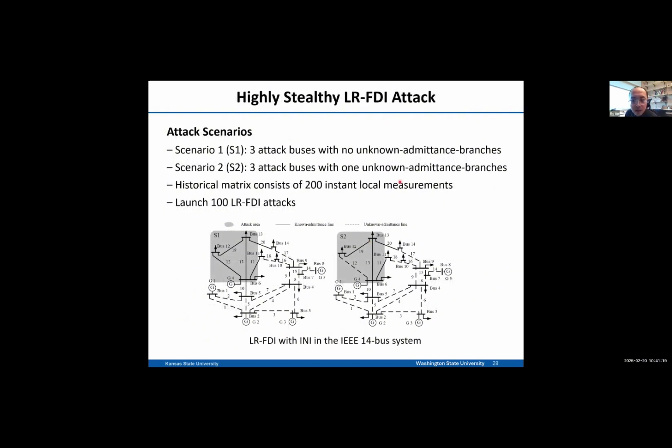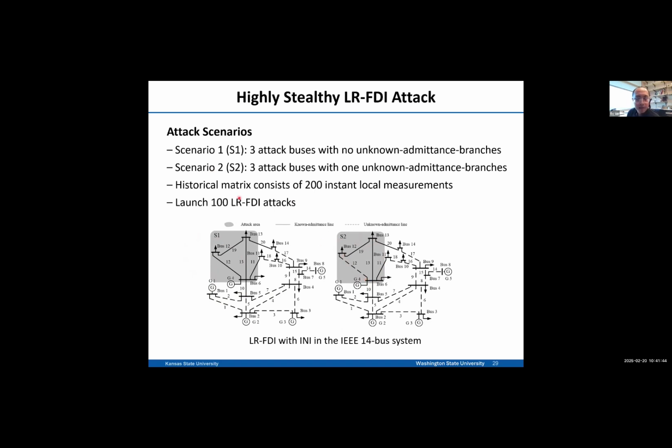In this slide, we will show our case study in the IEEE 14 bus system. We assume the attacker aims to compromise the voltage of three buses. We define two scenarios. In the first scenario, the attacker knows the parameters of every transmission line. In the second scenario, the attacker doesn't know the parameter of line 12.